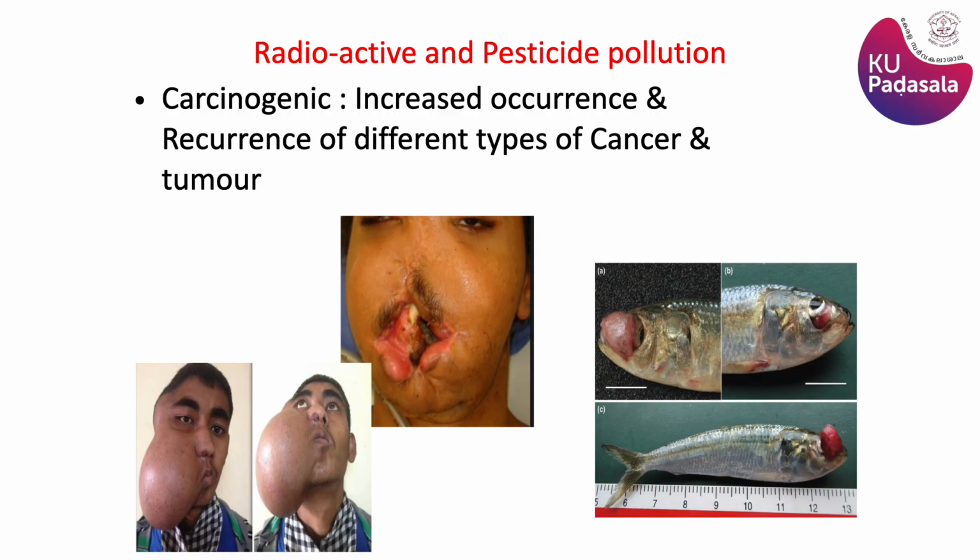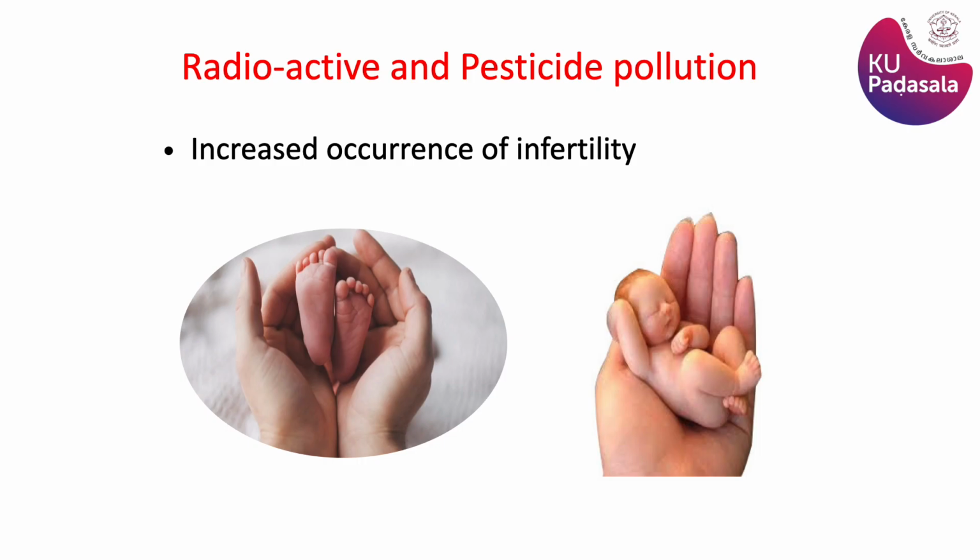Radioactive and pesticide pollution, of course, leads to mutation, carcinogenic effects, and recurrence of different types of cancers or tumors, starting from toe to all parts of the body. It leads to increased occurrence of infertility.